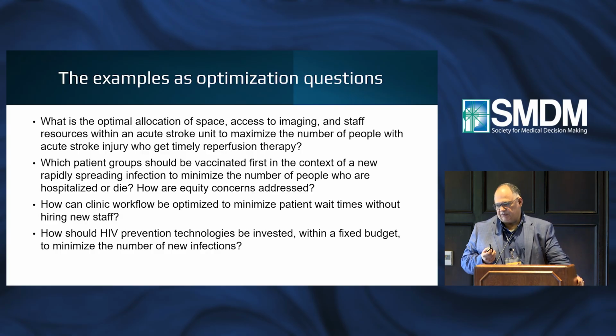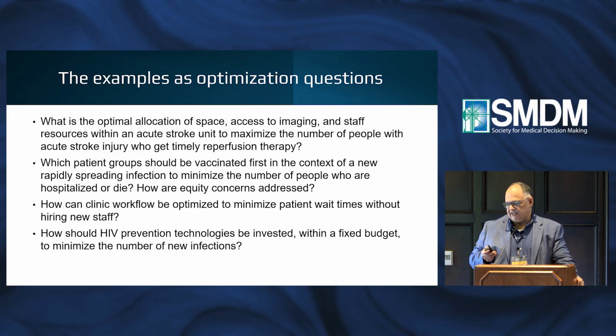The second one is which patient groups should be vaccinated first in the context of a new rapidly spreading infection to minimize the number of people who are hospitalized or die, and how are equity concerns addressed. The third would be how can clinic workflow be optimized to minimize patient wait times through hiring new staff. The fourth would be how should HIV prevention technologies be invested within a fixed budget to minimize the number of new infections.